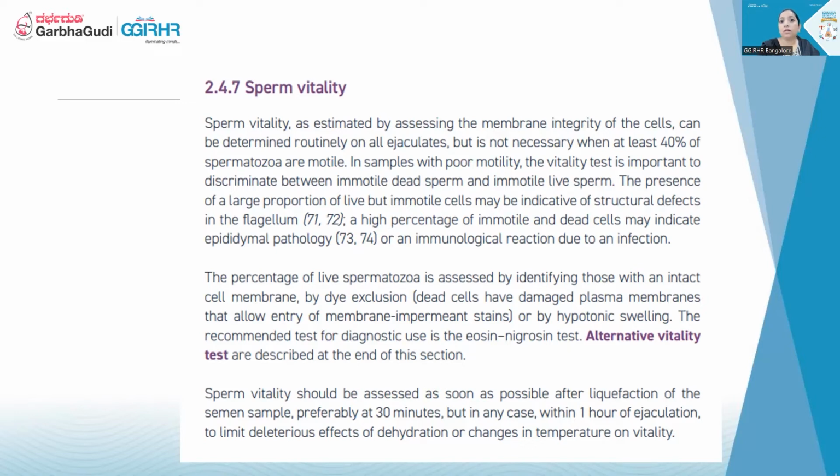So we use a stain called eosin nigrosin. And also there's a different type of test for vitality. It could be the hypoosmotic swelling test. So the basic difference here is the HOS test. Again, when you assess the sperm after they have been treated with the hyperosmotic solution, you'll be seeing the live sperm which are curled up.